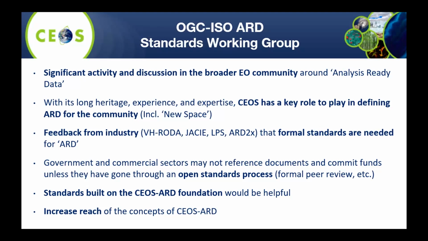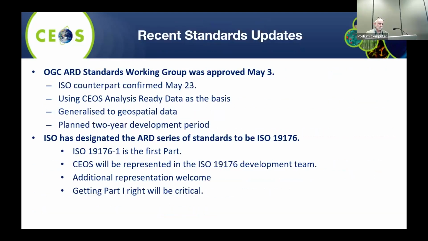Next slide. So as I said, it's only just kicked off, so we don't have a whole lot to report in terms of the actual standard development, but the group was approved on the OGC side in early May, and later in May, the ISO counterpart. I think the idea is to generalize the ARD standard from satellite Earth observation to geospatial data. There's a planned 2-year development period. And it's marked to be called ISO 19176. And the first part is the overall framework. Next slide, please.